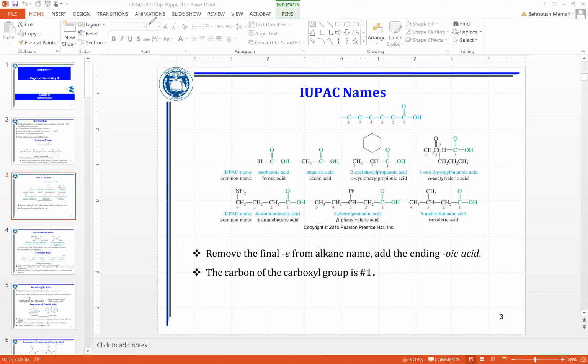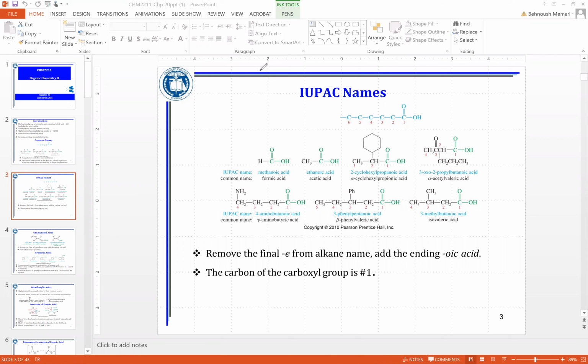So we are going to talk about IUPAC naming, then physical properties, then how to prepare these compounds and what the chemical reactions for these compounds are.